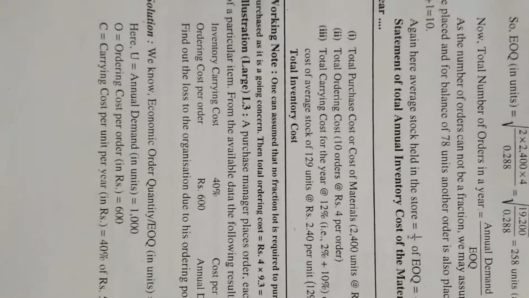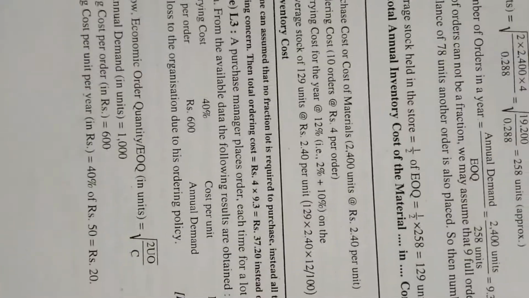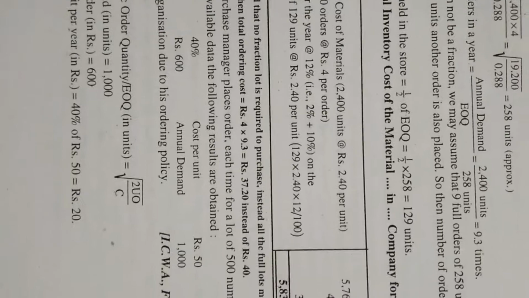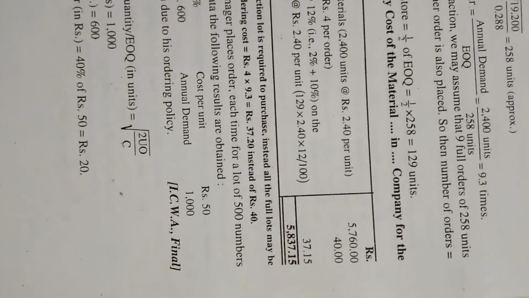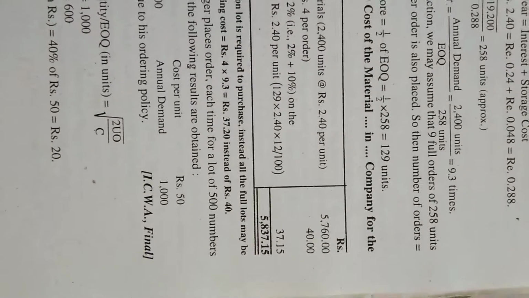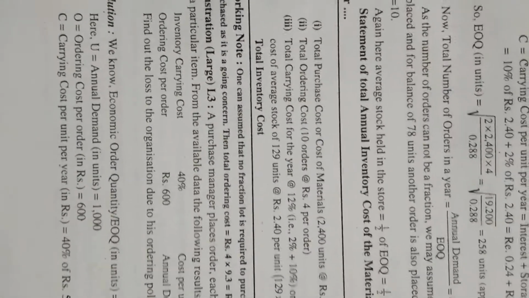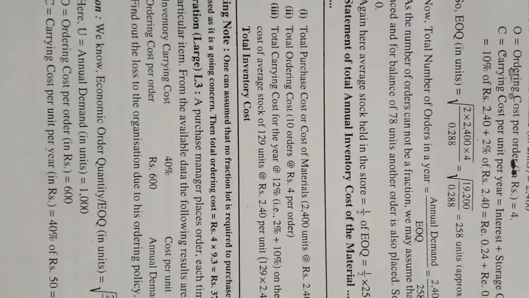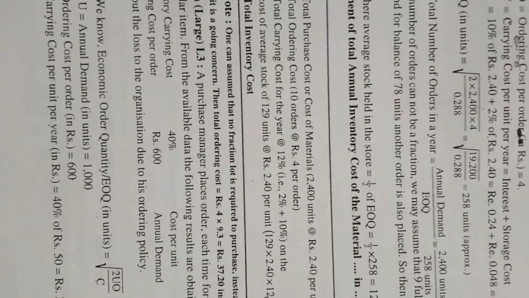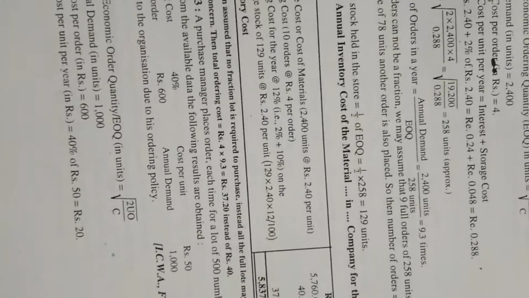Now you have to find out the total cost. What is the total cost? Very easy. You have to purchase 2400 units, it should be multiplied by 2.40, that's why it is 5760. Then the ordering cost, how many orders? There 9.3 has been considered as 10 orders, because fraction order cannot be given.